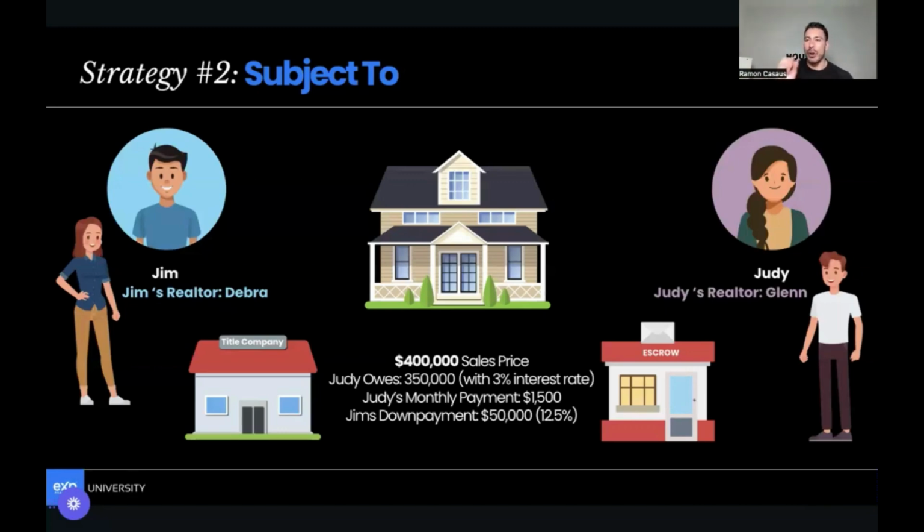and give Judy her remaining equity in cash. Jim is going to put down $50,000, 12.5%. So Jim is going to give Judy her remaining equity of $50,000, and he is also going to assume, meaning he's going to continue paying the current $1,500 payment. So Jim is going to buy Judy's property by giving her $50,000 down and buying the property subject to continuing to make the $1,500 monthly payment at a 3% interest rate for an allotted period of time.